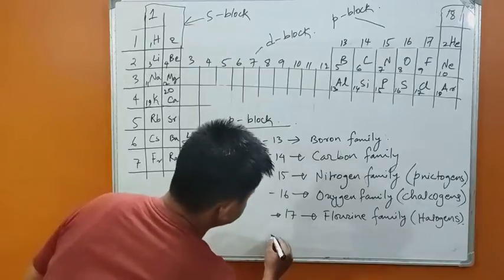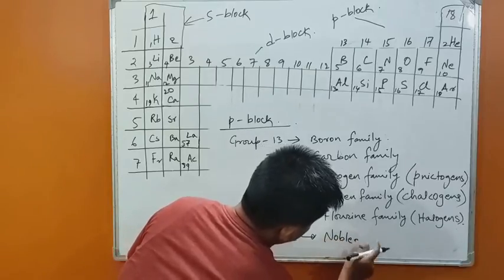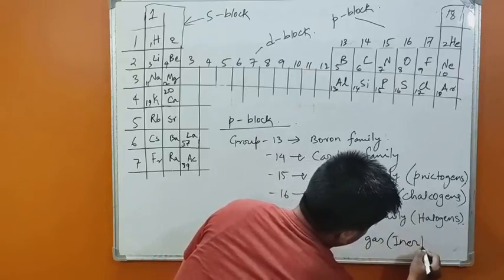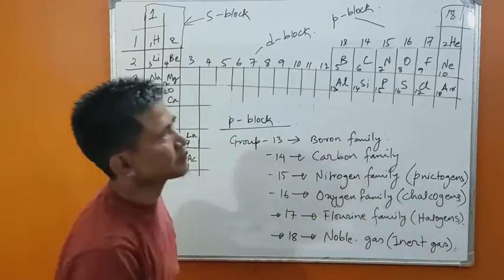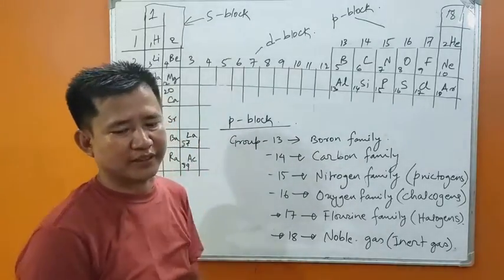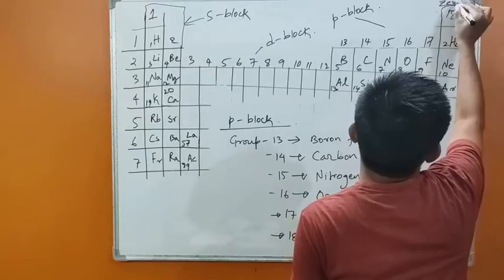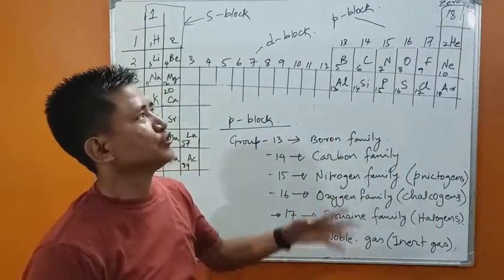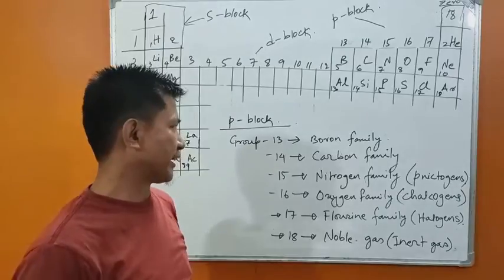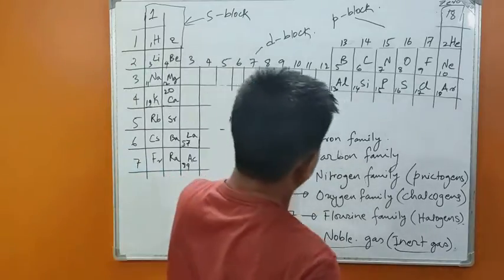Okay. Now group 18 are called noble gas, or you can also say inert gas. Why are they called inert gas? Because they have stable electronic configuration and they do not react with any other element. They have zero valency, so they are also called zero valent elements. They are also called zeroth group. They are the most unreactive elements. Okay, so they are called noble gases or the inert gases.